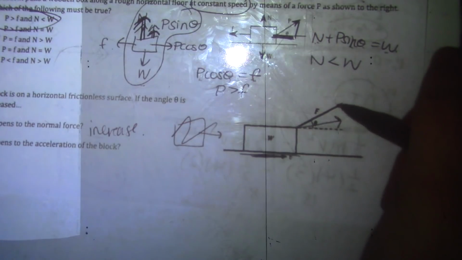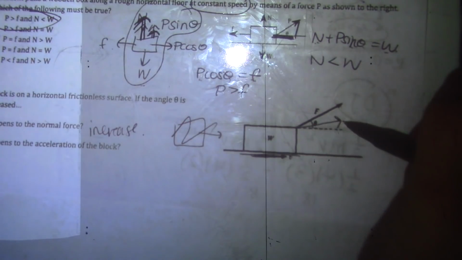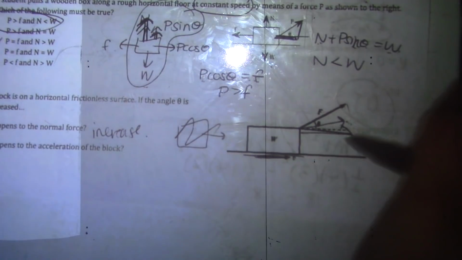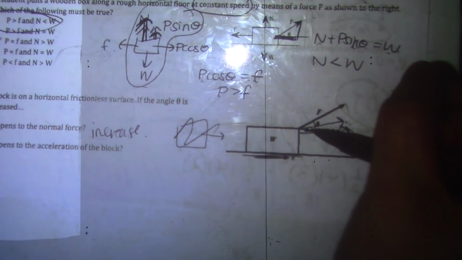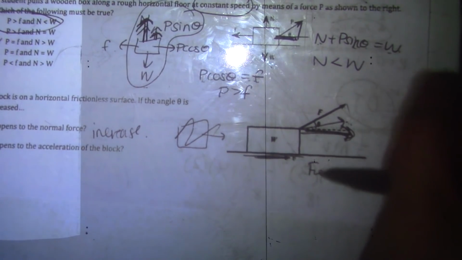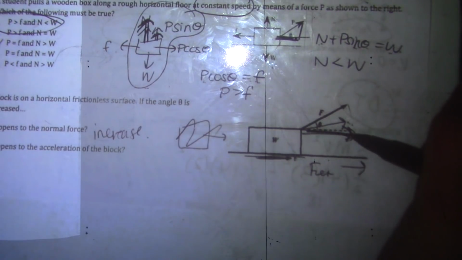What happens to the acceleration of the block? The acceleration is going to increase because now you're pulling it more to the side. So your net force in the direction you're trying to accelerate is going to be greater. Your P cosine is going to be greater. So this would increase as well.